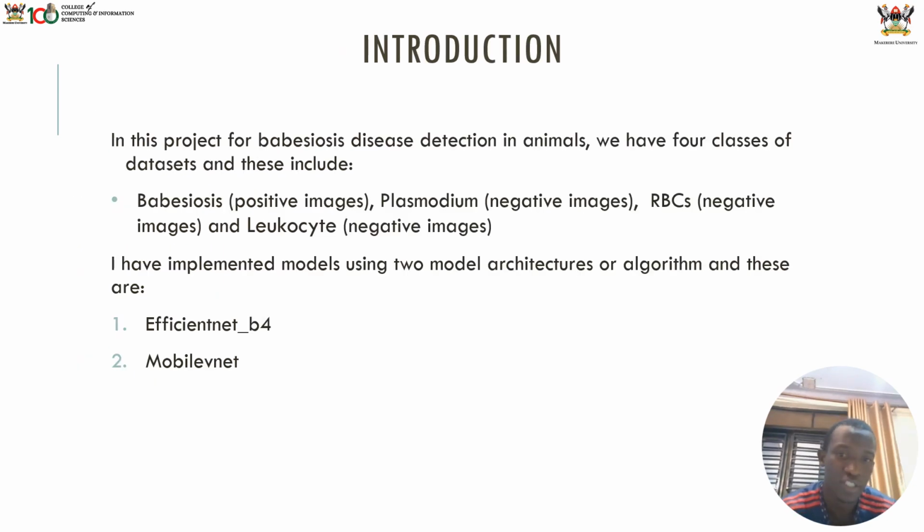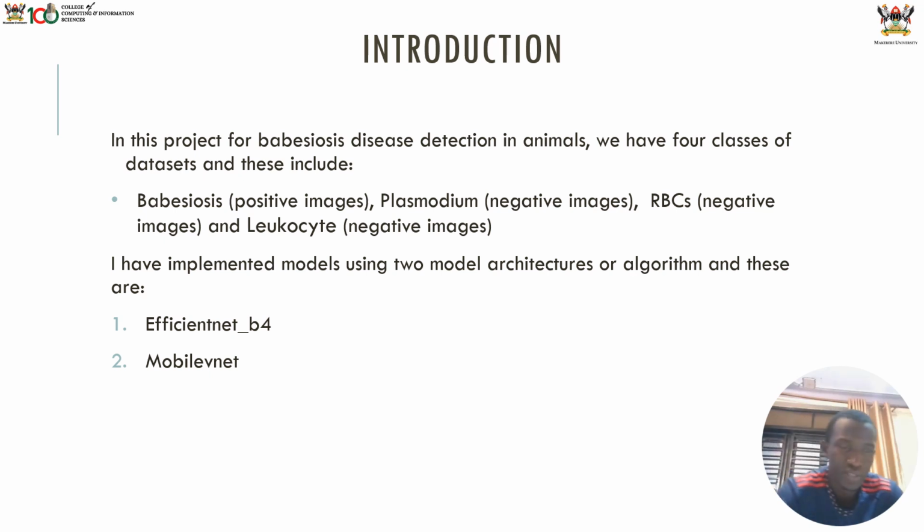So in this project, for babesiosis disease detection in animals, I will basically have four classes of datasets, and these include Babesia, Plasmodium, the red blood cells, and then the leukocytes. As we have our data, the babesiosis class is composed of the positive images, which are diagnosed as unhealthy, consisting of babesiosis, one of our major concerns.